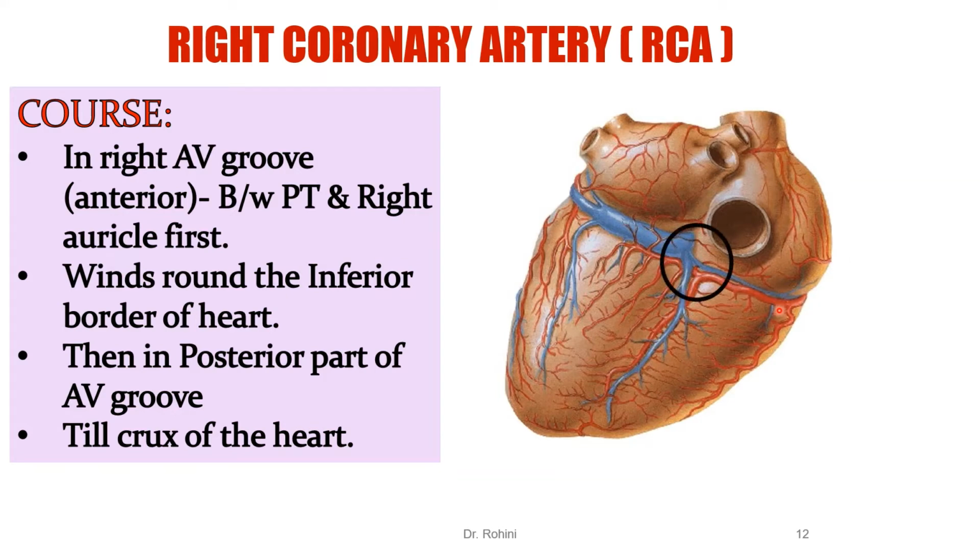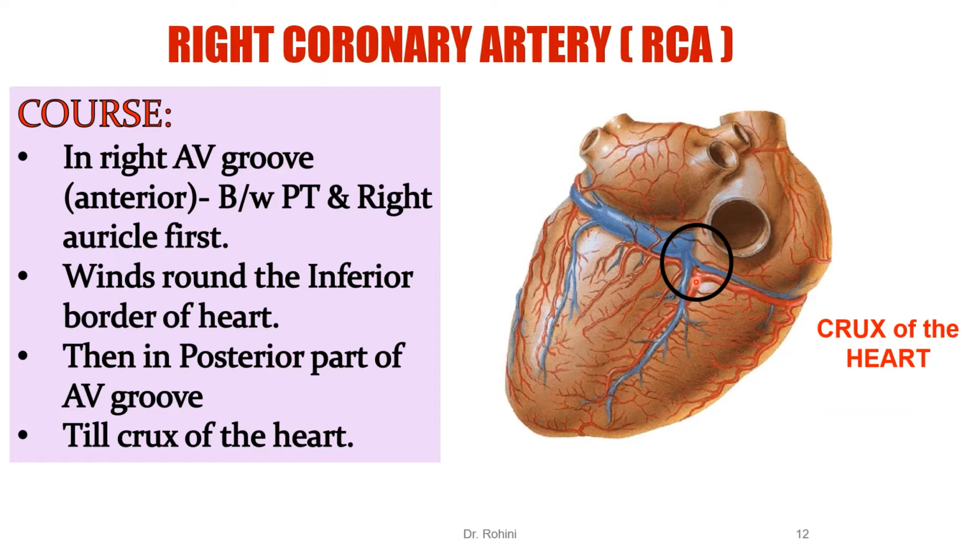So now the artery has turned here and it is coming up to this point where there is a meeting of the right atrioventricular groove, left atrioventricular groove, interventricular sulcus and interatrial sulcus. This exact point is called the crux of the heart, the meeting point of four grooves. So mostly the right coronary artery ends at this point.